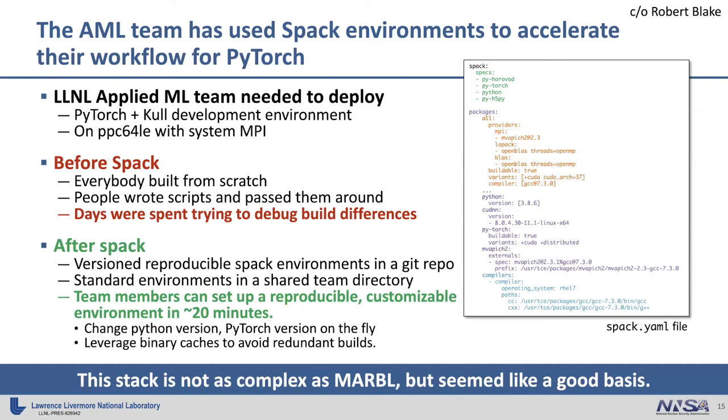We've used that with some success in teams using ML tools. We had a team looking to integrate PyTorch with some Livermore multiphysics codes on PowerPC 64 systems with the system MPI. Before Spack, everybody built from scratch and spent days trying to debug build differences. Now they can take this manifest and set up a reproducible but also customizable environment in about 20 minutes. We cache some of the builds for the machine. The teams share the build cache and can tweak compiler settings and versions. It's all controlled with the recipes that I showed earlier and the top-level YAML manifest.